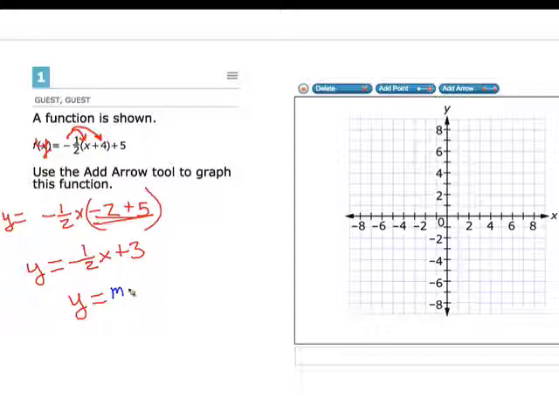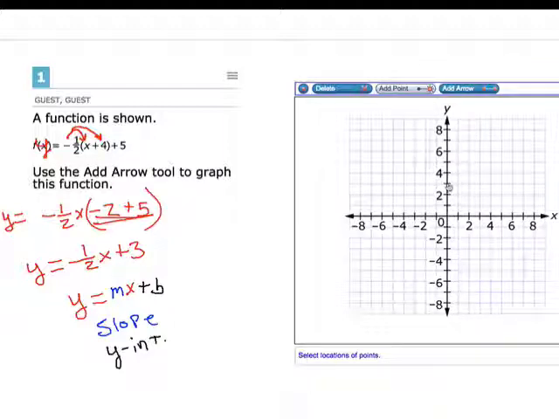mx plus b, where m is the slope and b is the y-intercept. So with all of that in mind, let's add a point if we can. Right now we can add our y-intercept. It's plus 3. So I'm going to add a point right here at positive 3.